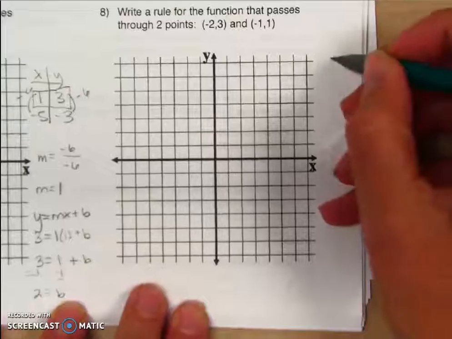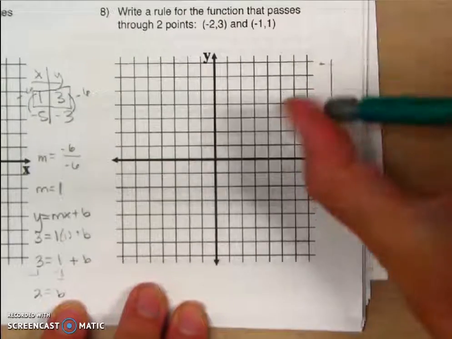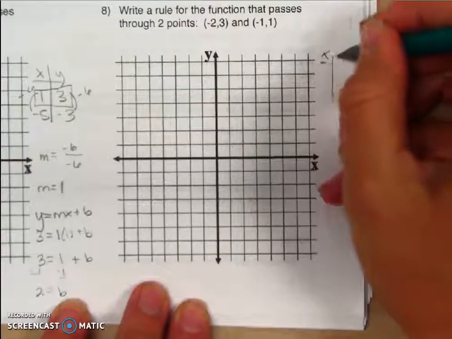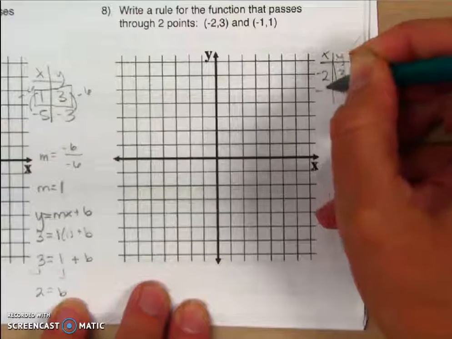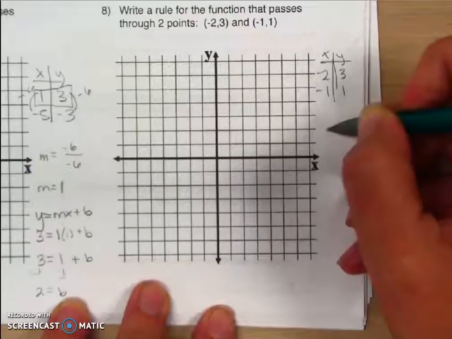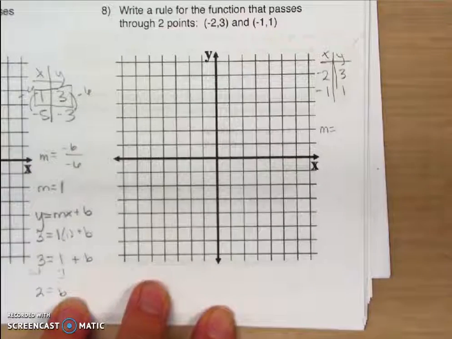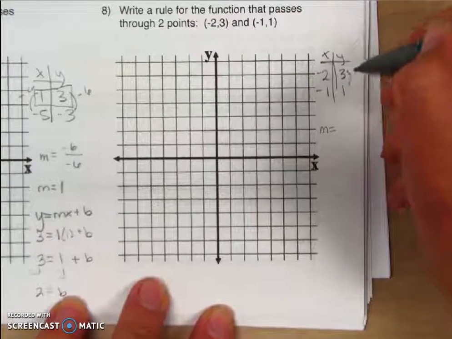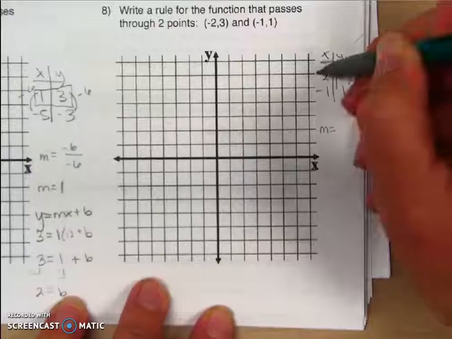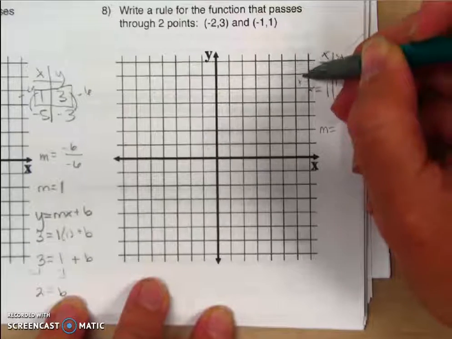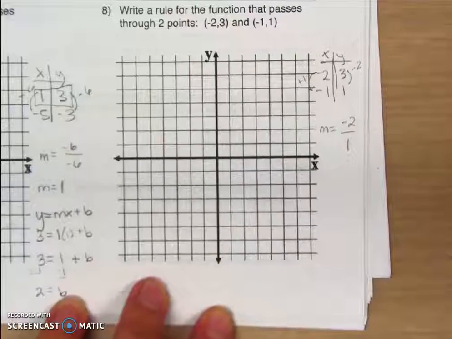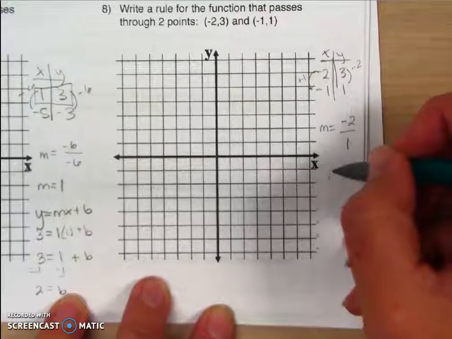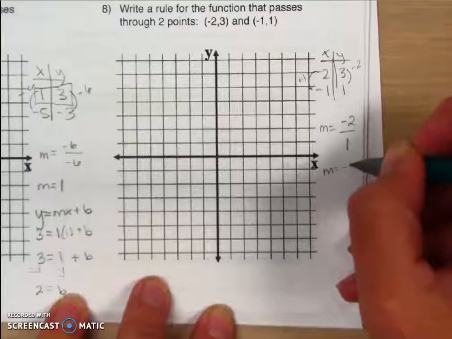All right, so let's work it out over here to the side. Make your little table. Here we go. Negative 2, 3, and negative 1, 1. All right, so we find the slope first. From 3 to 1, they took away 2. From negative 2 to negative 1, they added 1. So that tells me my change in y is negative 2, my change in x is 1, so my slope is just written as negative 2.